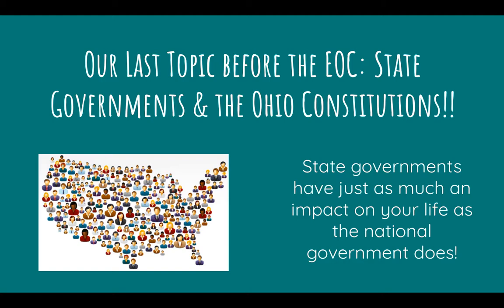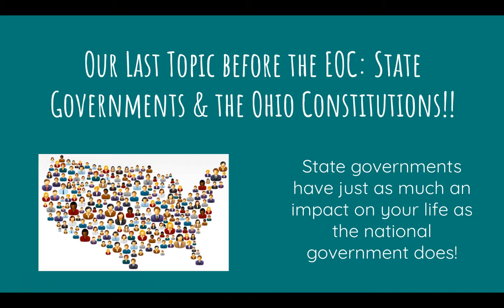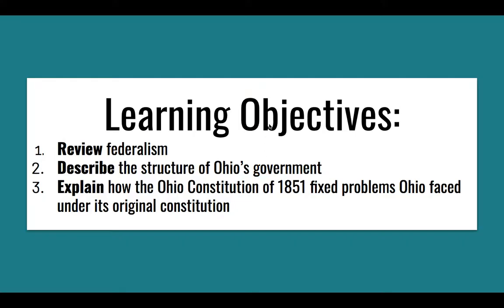And today we are talking about state governments and the Ohio constitutions. And yes, that's constitutions. We've actually had more than one. Now, the reason we are talking about this is that state governments have just as much of an impact on your life as the national government does, right? We have a system of federalism, which we'll talk about in a second, that allows us to get involved at multiple levels of government. So, that being said, here are our learning objectives.